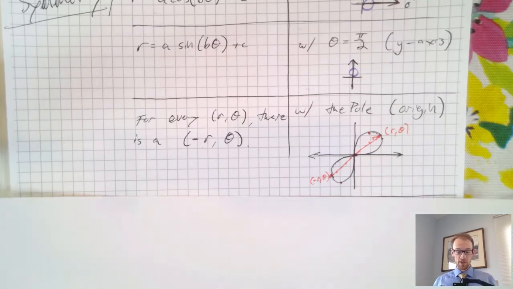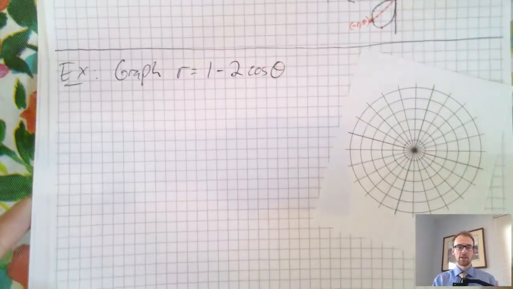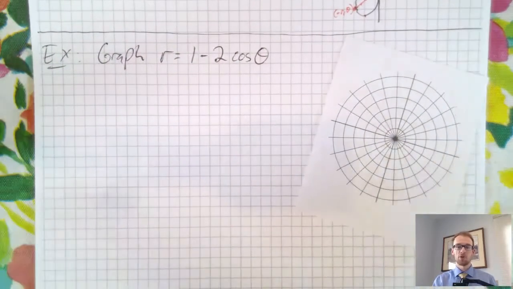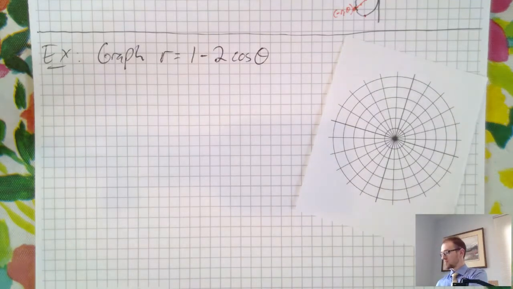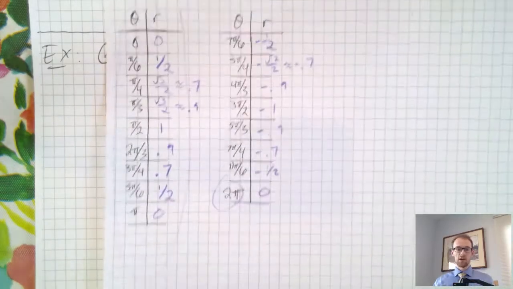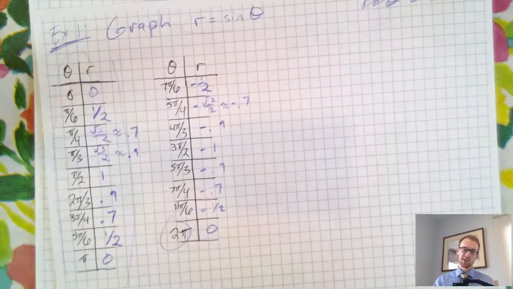Okay, let's move into an example. How can we use this to our advantage? Let's suppose we had to graph this function, r = 1 minus 2 cosine theta. Now, in the last video, I made a super long chart. I guess it's right here. I can show it to you. We had to do all these inputs and outputs to graph sine theta. It turns out we only have to do about half of this, because we know that it's symmetrical.